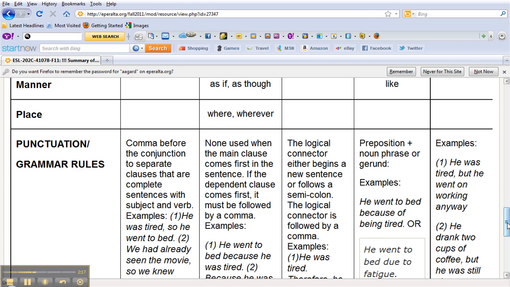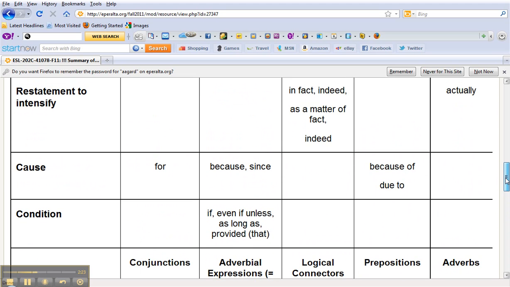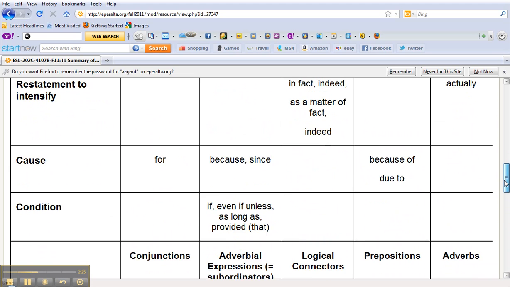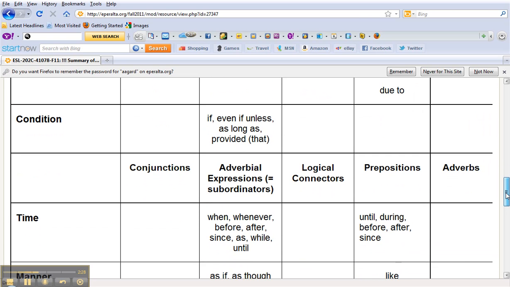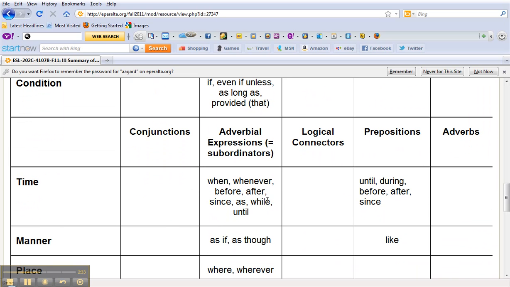Something to notice is that sometimes the same word can be used as different types. For example, if we look at until: I'm going to study this until I understand it. There it's an adverbial expression, connecting two complete sentences. But over here, I can use it as a preposition. I'm going to study until bedtime. There it's a preposition with a noun after it and not a complete sentence.